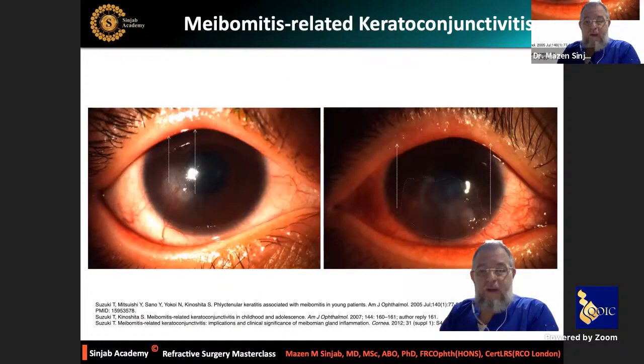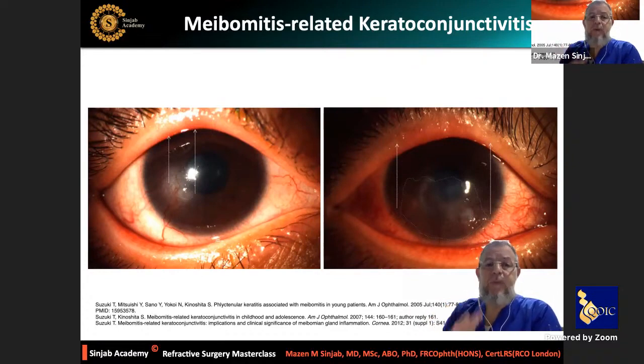Now, meibomitis-related conjunctivitis is a disease in the cornea characterized by scar with or without neovascularization. And this scar, this is the second criterion, corresponds to the portion of the lid where the meibomitis is most severe. So the patient usually has meibomitis, but in the area where the meibomitis is most severe, this pathology will happen on the cornea. As we see here, on the left side, a small portion, while on the right side, almost the whole cornea.